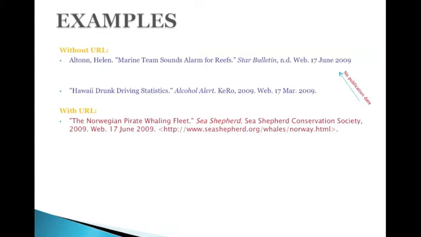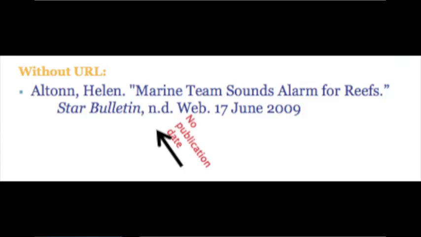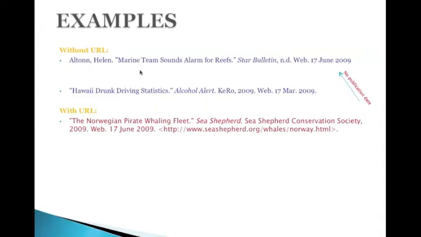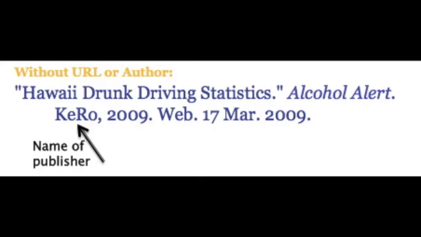The first one is an example without a URL. Marine Team Sounds Alarm for Reefs is the title of the web page. Sometimes an actual article may be on a web page that you are using. Other times it may be a website that just simply has information that you want. So you would include the title of the actual web page. An example of this is below. The website Alcohol Alert provided information on Hawaii drunk driving statistics. There was no specific author for the information given, so the title of the web page was included in quotation marks.